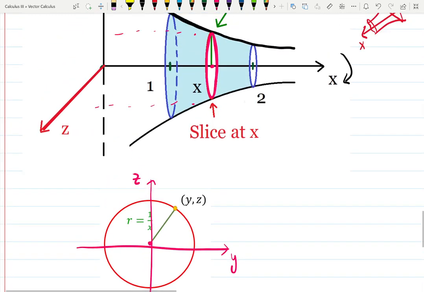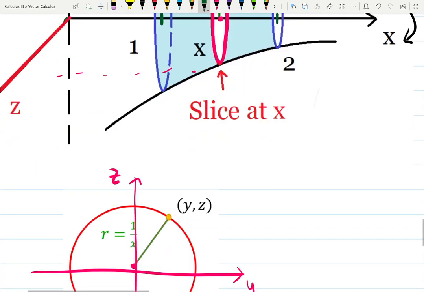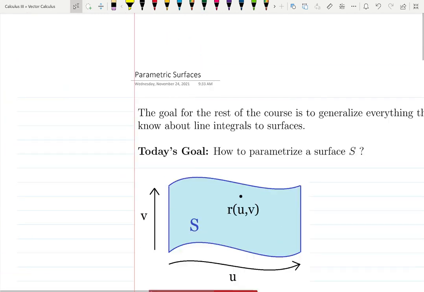What is the radius of the slice? The radius depends on the function. The slice is much bigger over here and much smaller over here. This function dictates the radius, and the function is 1 over x. So the radius is 1 over x. Does it make sense? We had this before in calculus 2, actually. Let's stop jumping.